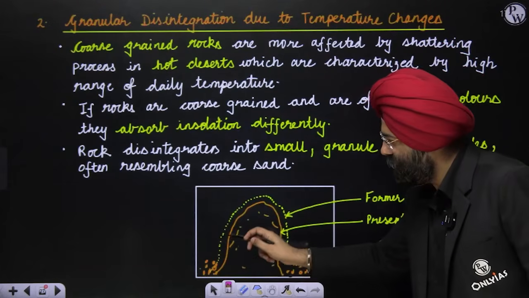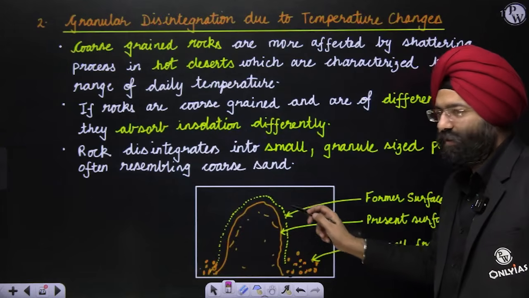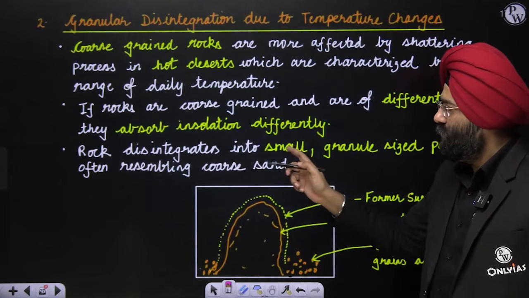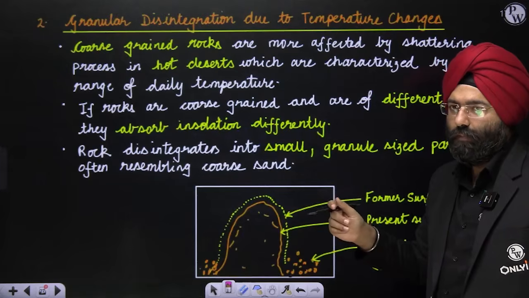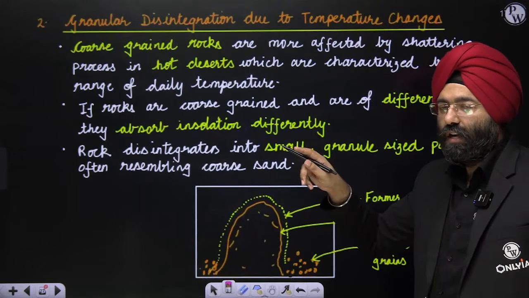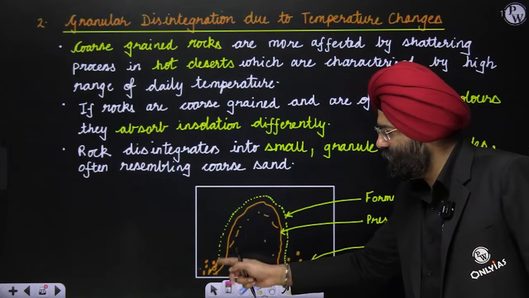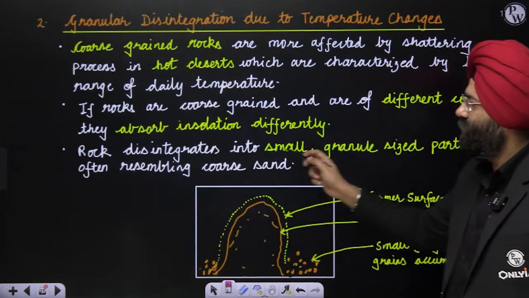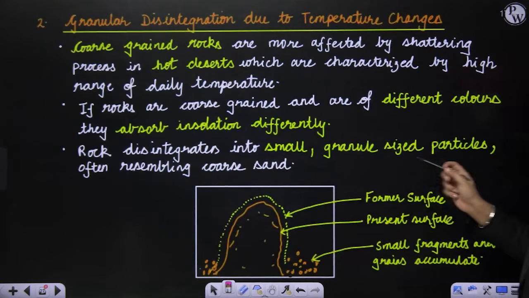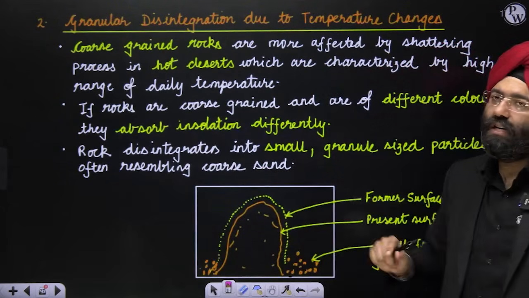Now if you see this particular yellow line, this represents the original or the former rock surface that was present here. Now because of the heating during the daytime and cooling during the night time, unlike the previous one where the block fell, over here, because this is coarse grained, small particles of this rock will basically fall down. That is why rock disintegrates into small granule sized particles, often resembling coarse sand. So that is why this is known as granular disintegration.